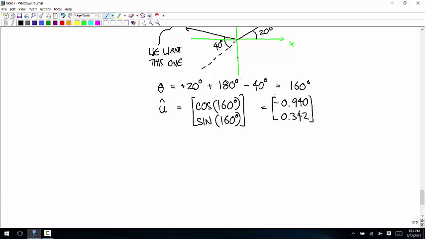So the nice thing about just figuring out what the angle is counterclockwise from the positive x-axis is it's always cosine for x, always sine for y. You never have to deal with the plus minus signs. It does all that for you. I think that's a nice way to do it.